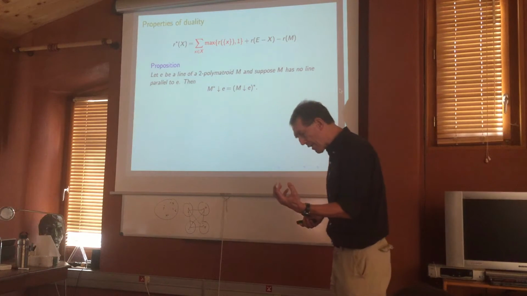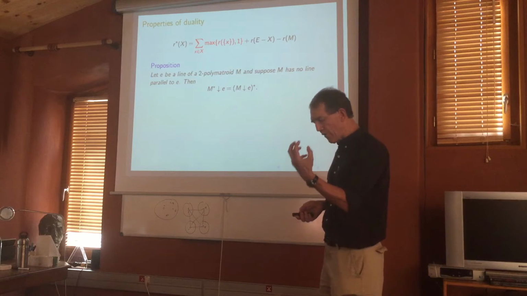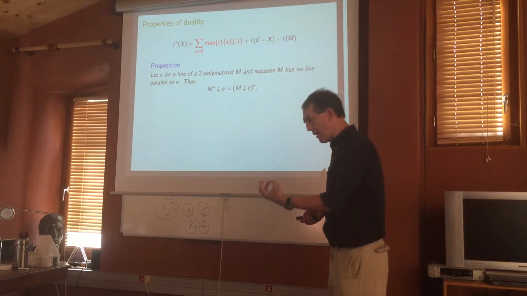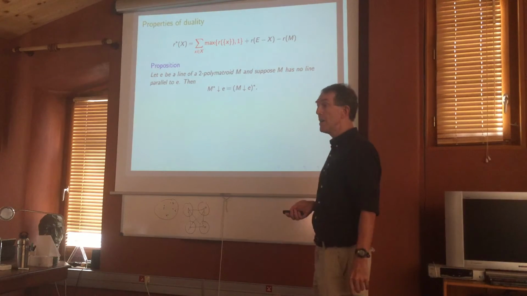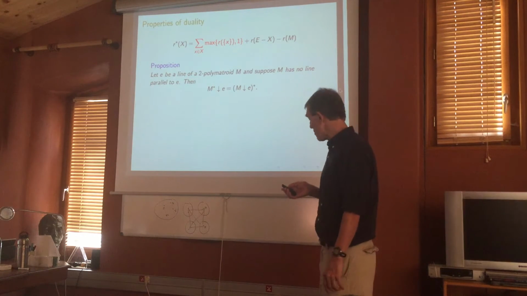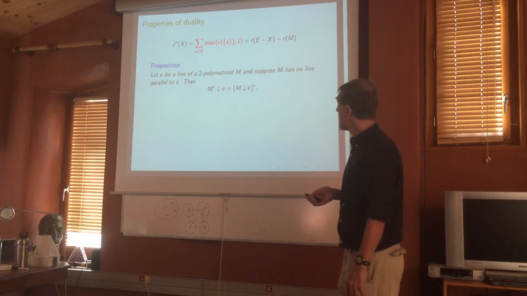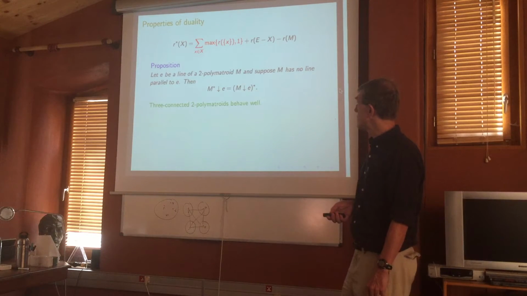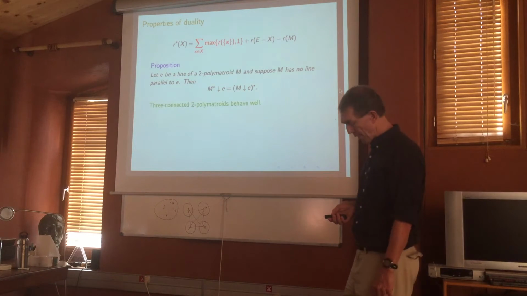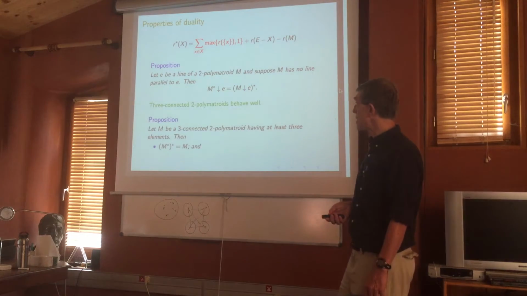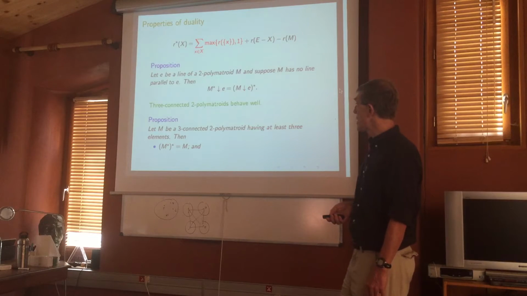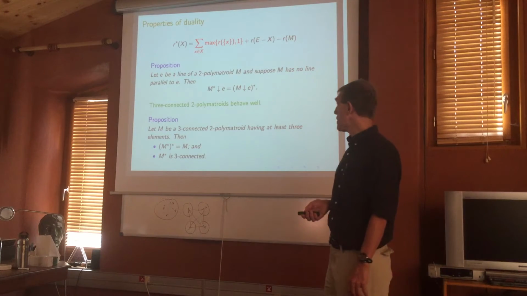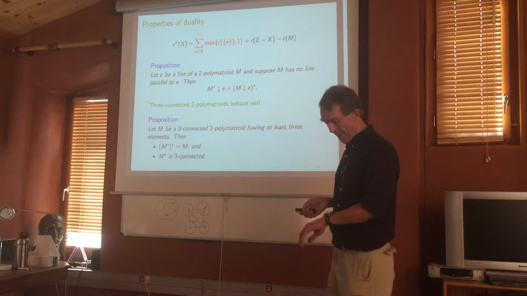It suggests, okay, we had duality, we had deletion and we had contraction, and now we've got this intermediate operation. The fact that it behaves nicely on duality is good. 3-connected 2-polymatroids behave well. The dual of the dual is the 2-polymatroid, and 3-connectedness is preserved.